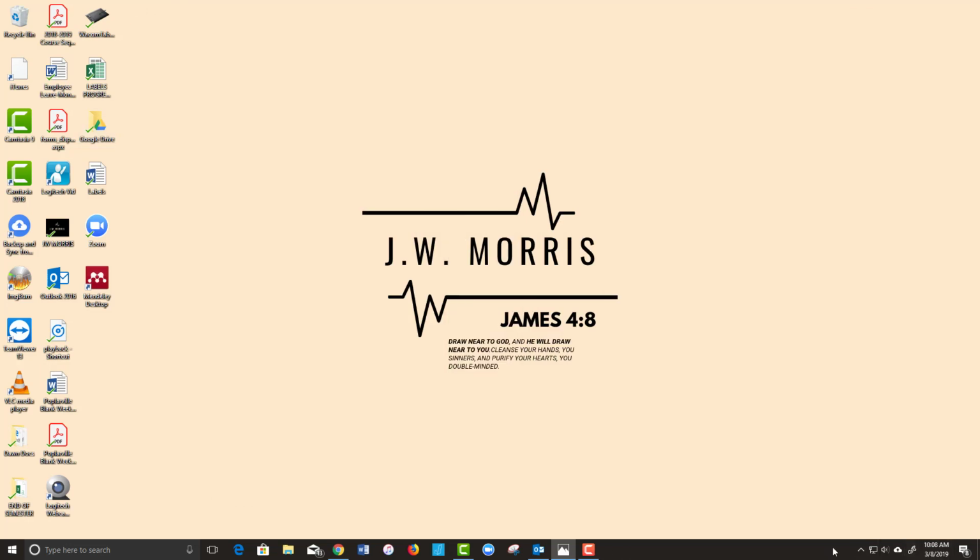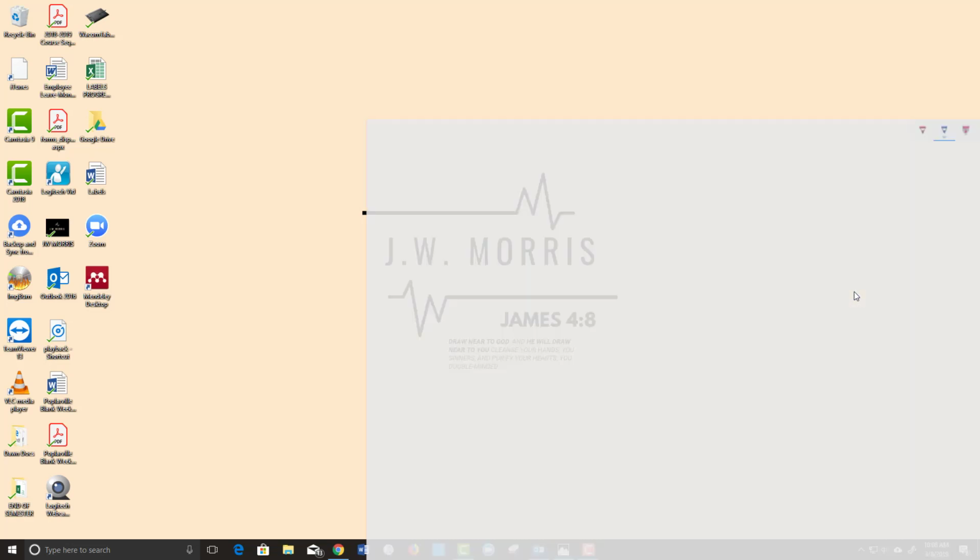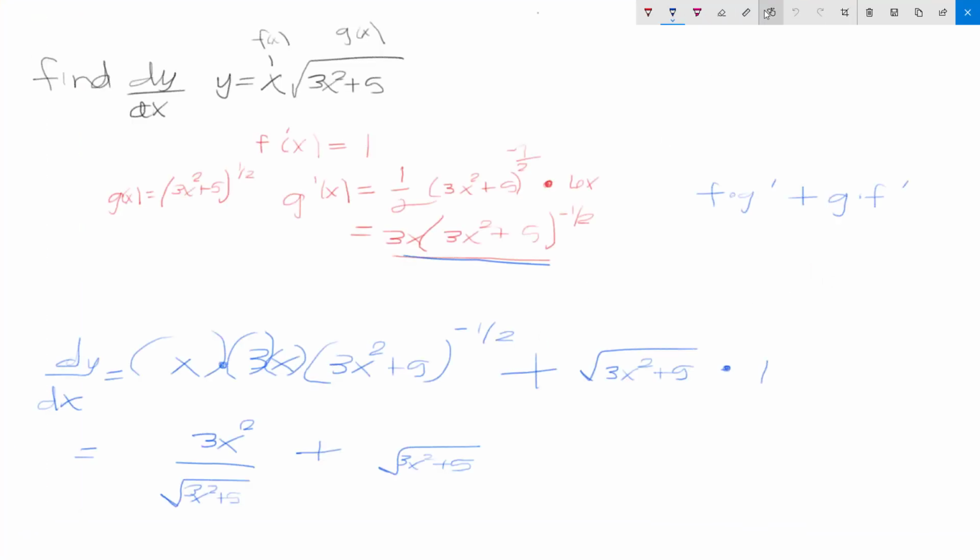We're going to have to do that by finding a common denominator. This one's denominator is 1. This one's denominator is obviously the square root of 3x squared plus 5. The common denominator is going to be 1 times the square root of 3x squared plus 5, which is just the square root of 3x squared plus 5.